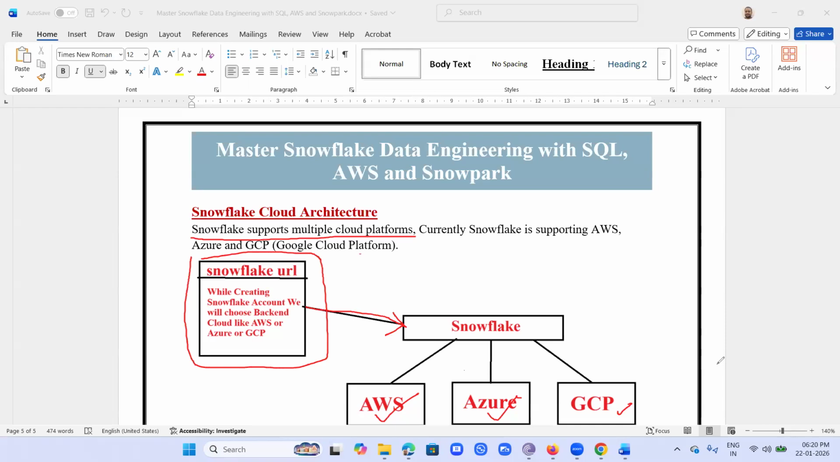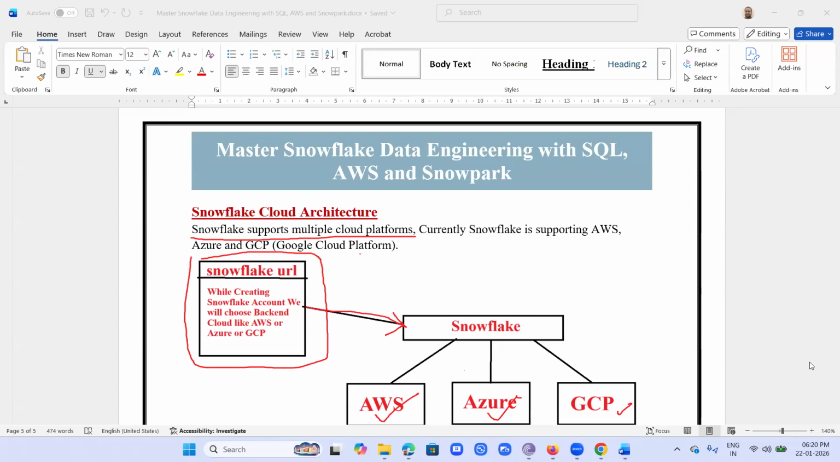Performance wise, there is no difference, because the Snowflake software takes care of processing your request. So performance does not depend upon the backend cloud environment. Everything is taken care of by Snowflake.